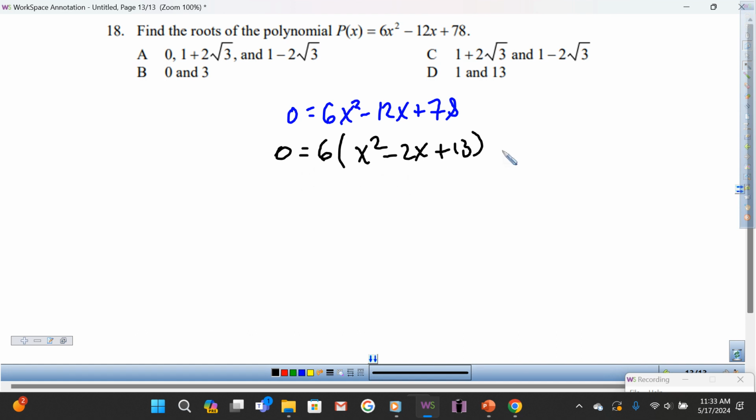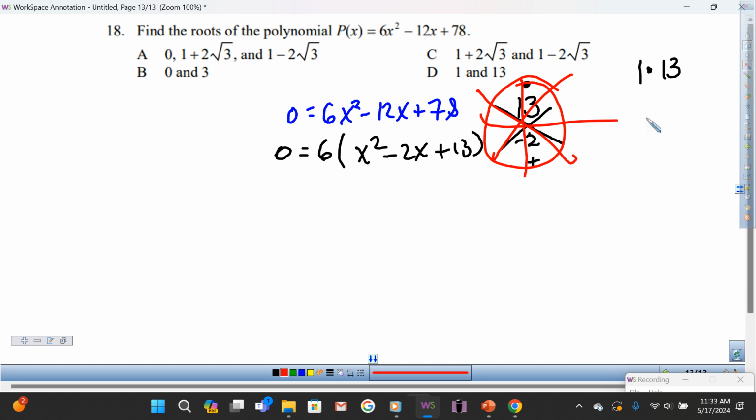All right, next, can we factor the inside? Let's try it. 13 and negative 2. Question, what two numbers multiply to give me 13? Just 1 times 13. Question, can we add or subtract these two numbers to give us negative 2? Let's see, 1 minus 13, that's negative 12. No. Negative 1 plus 13, that's 12. Both negatives gives us negative 14. Both positive give us 14. So there's nothing that's going to allow us to factor it.